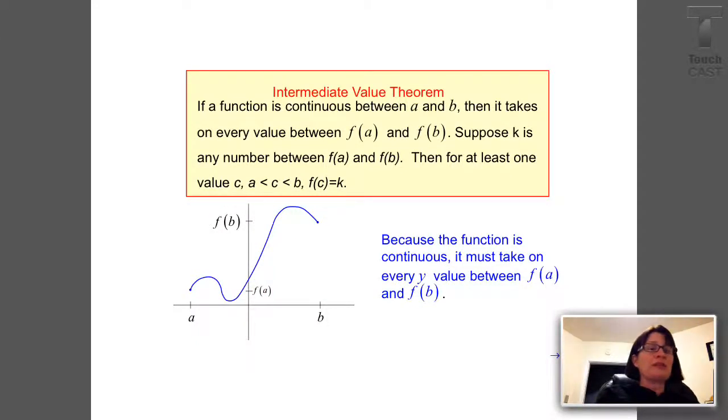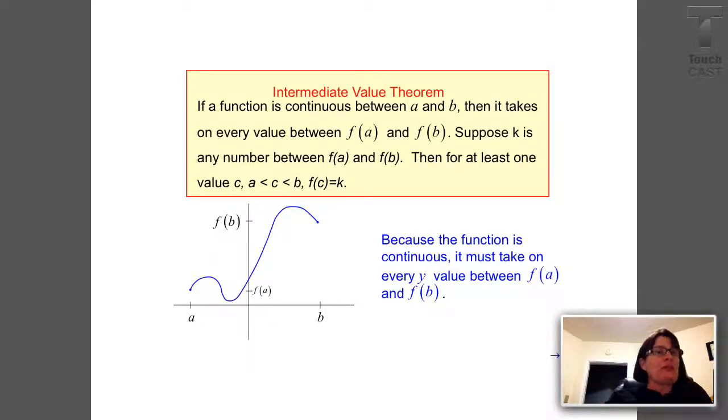Our last topic in section 2.3 is the intermediate value theorem. It's in this section because the intermediate value theorem is only guaranteed to work on a function that is continuous. But here's what it says. If a function is continuous between a and b, so those are x values, a and b, then that function has to touch every y value between f of a and f of b.